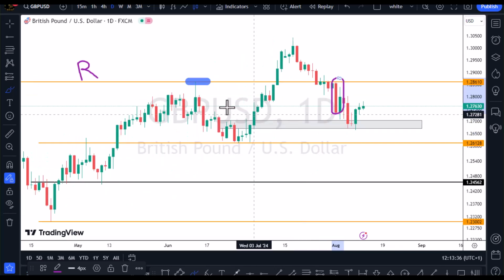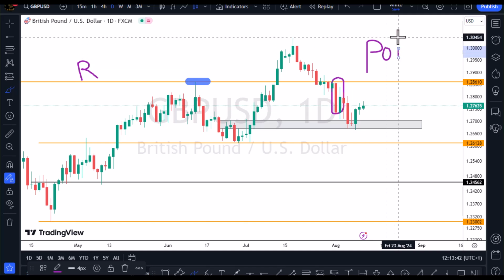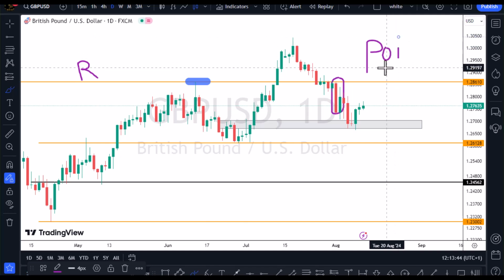That means whenever price gets to this level, it always serves as a point of interest, which we call the PO high. Am I communicating?